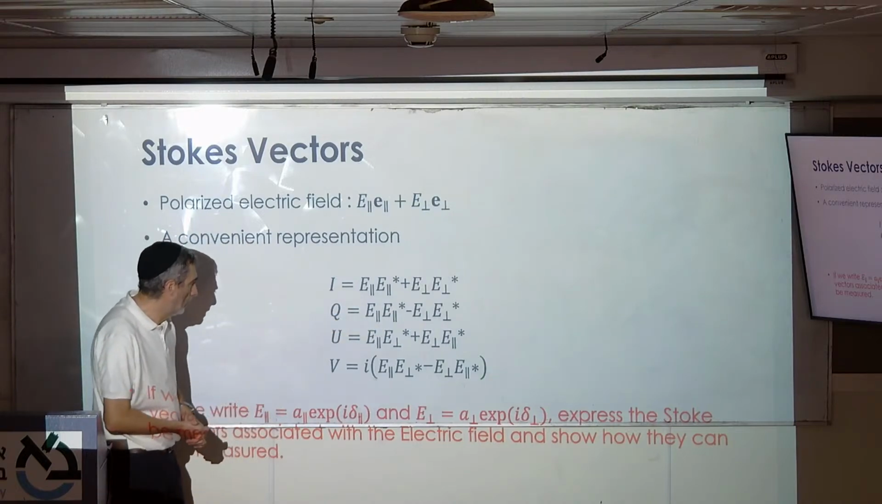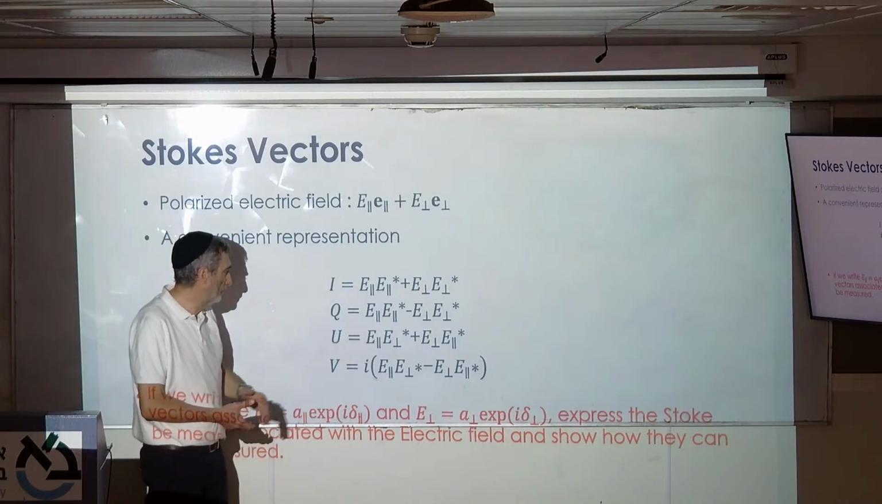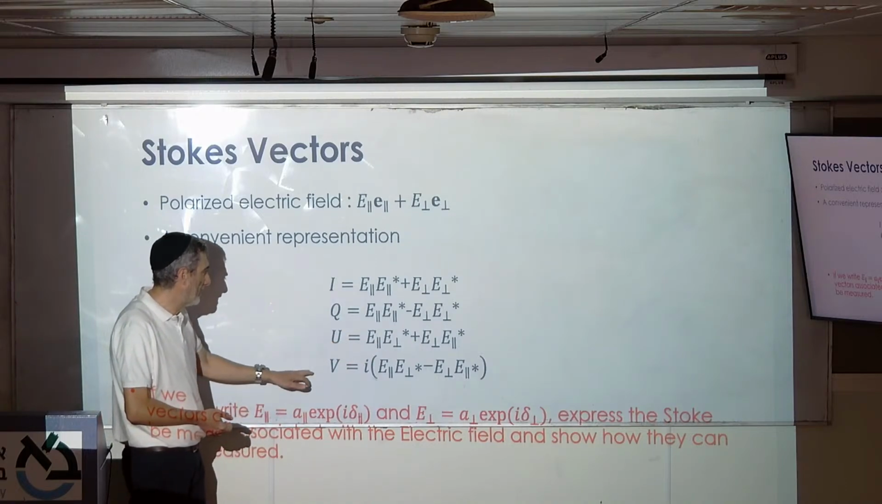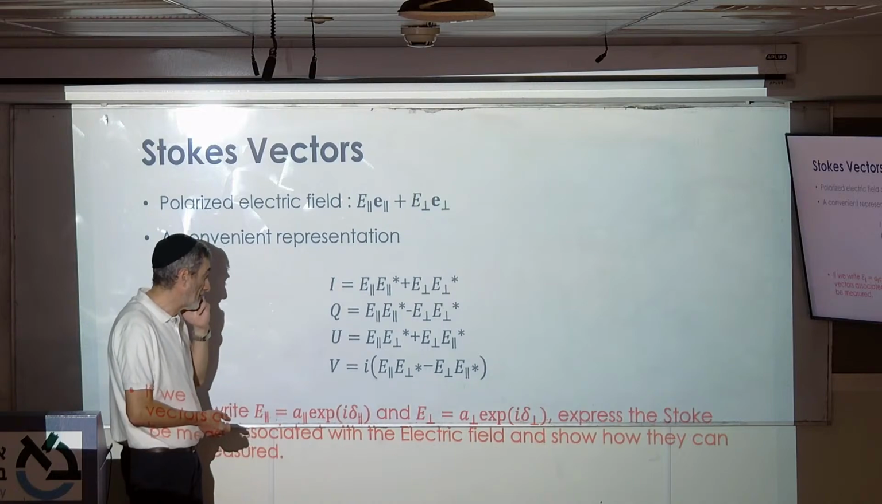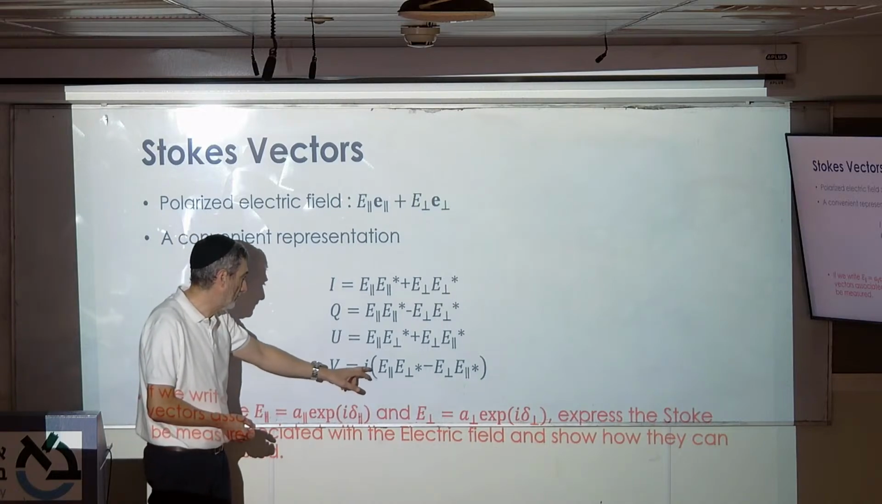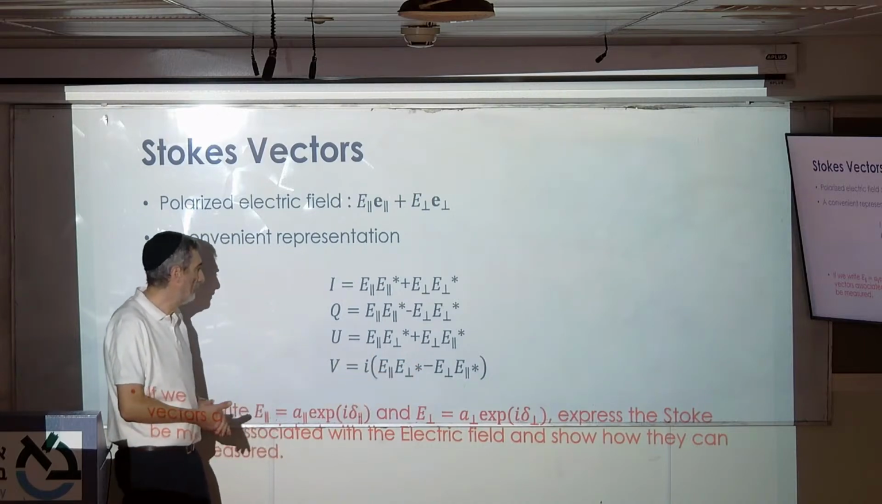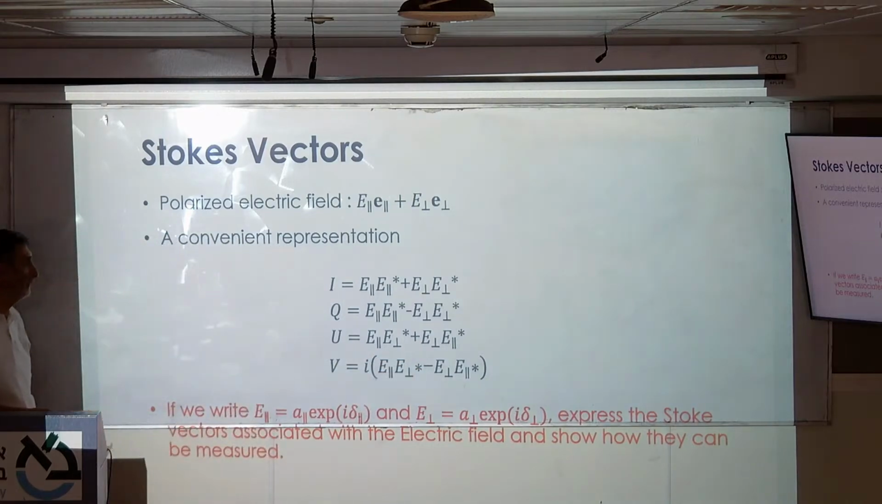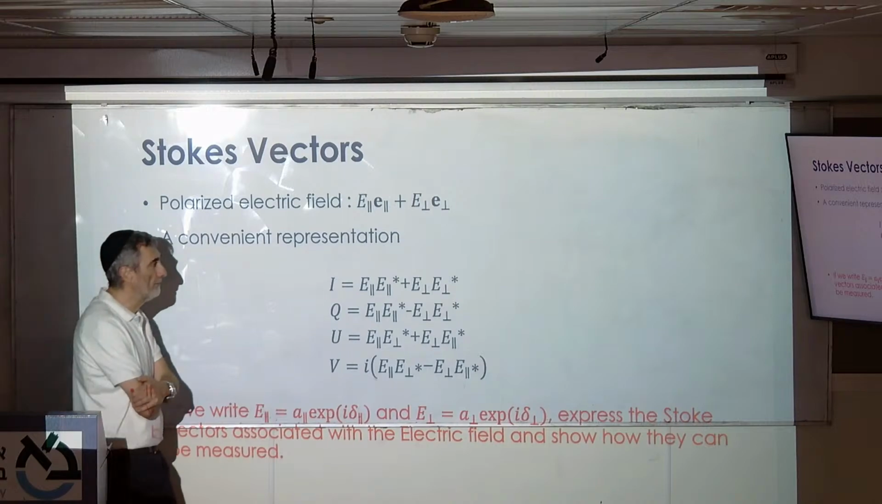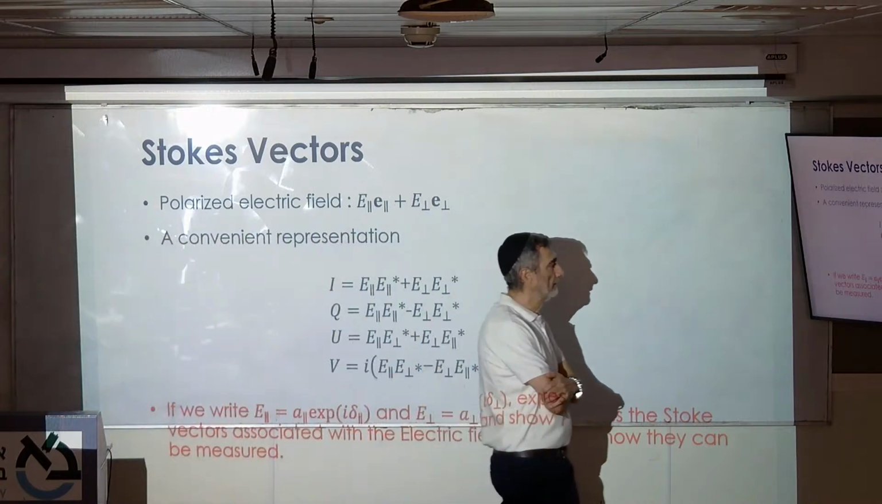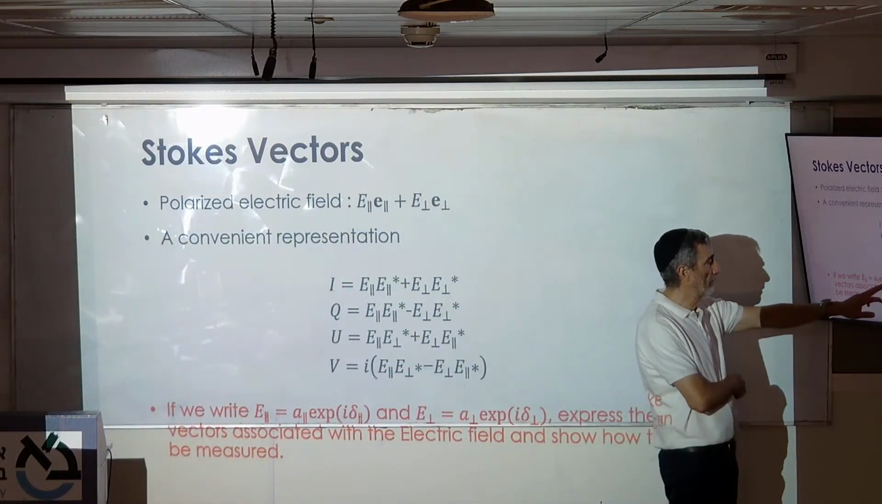So I wrote here, if you write E parallel as an amplitude and a phase term, and E orthogonal as an amplitude and phase term, you can express the Stokes vectors associated with the electric field and show how they can be measured. Actually, you can measure them directly. Okay? And then from these measurements, by taking combinations of them, you can retrieve the different components.